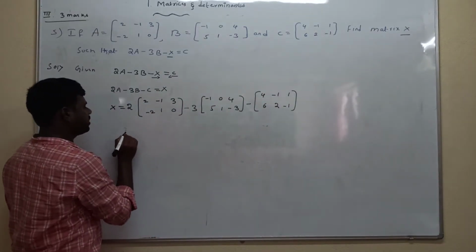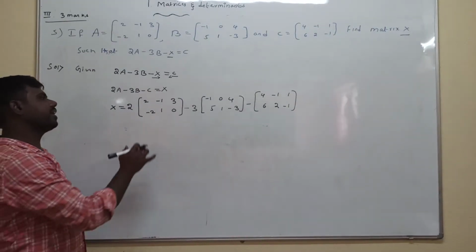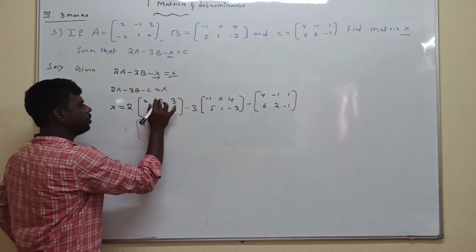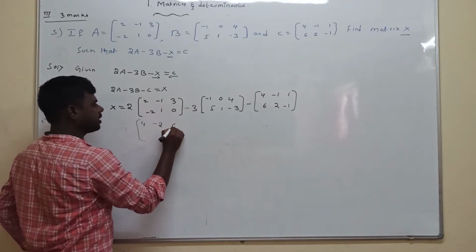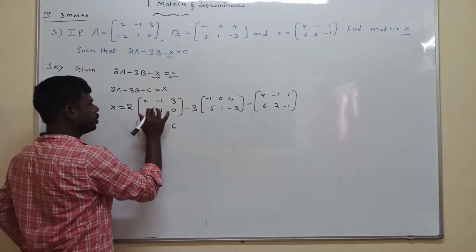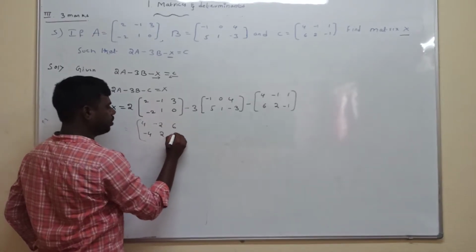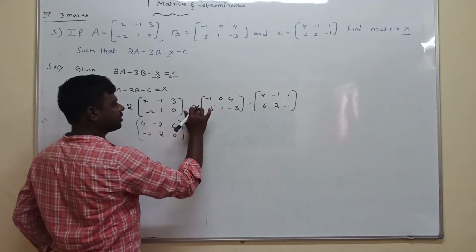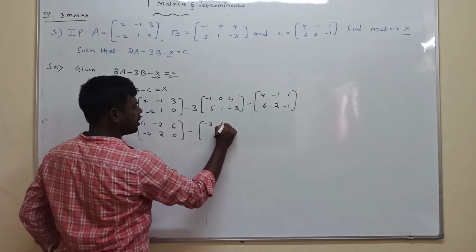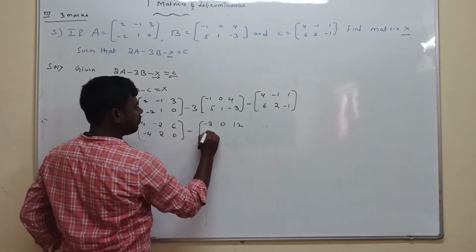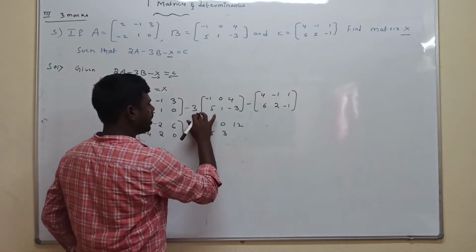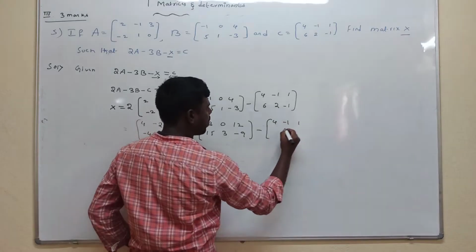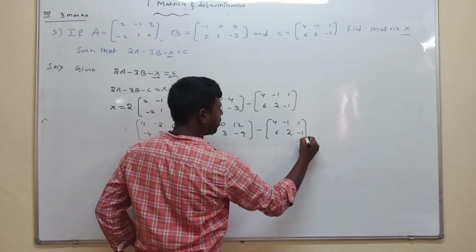Simplify this matrix. Here 2 is the scalar element, so each element is multiplied by 2. 2 times 2 is 4, 2 into minus 1 is minus 2, 2 times 3 is 6, 2 into minus 2 is minus 4, 2 into 1 is 2, 2 into 0 is 0. Now 3 is also a scalar, so each element is multiplied by 3. 3 into minus 1 is minus 3, 3 into 0 is 0, 3 times 4 is 12, 3 times 5 is 15, 3 into 1 is 3, 3 into minus 3 is minus 9. Now write this matrix as it is: 4 minus 1 1 6 2 minus 1.